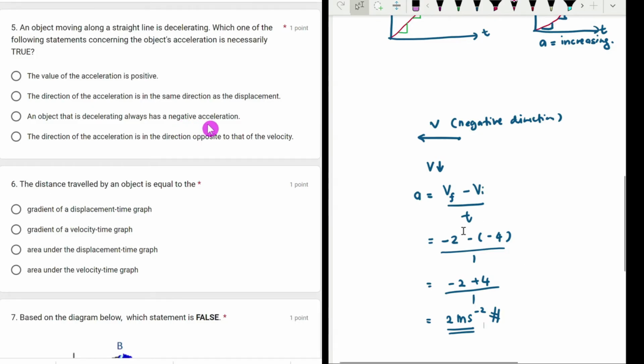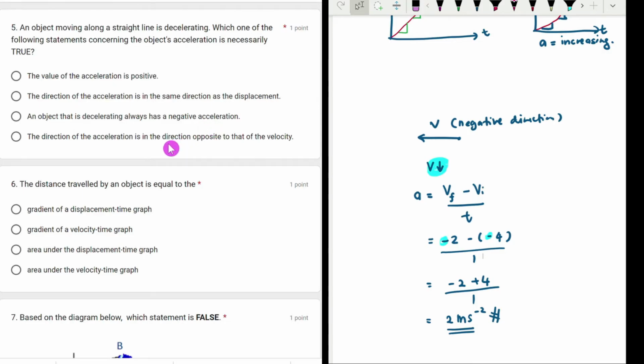Okay, ini yang saya dah tunjukkan tadi. Objek yang decelerating, kita kena tengok direction of the motion. For example, for this one, the direction of the motion is to the left, and then the object is decelerating. Here, V is decreasing. So kita provekan dengan calculation. Maknanya V final dia 2, V initial dia negative 4, and negative here is the sign for the direction. So kita akan dapat positif lah. So objek yang decelerating bukan sentiasa negative acceleration. It can be positive based on the direction of the motion.